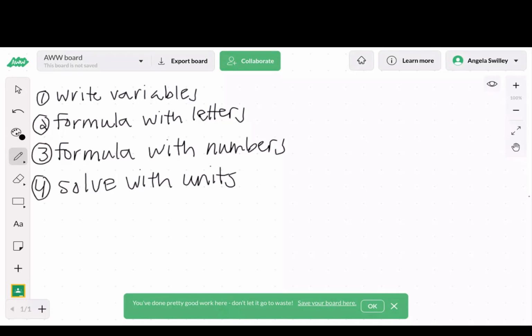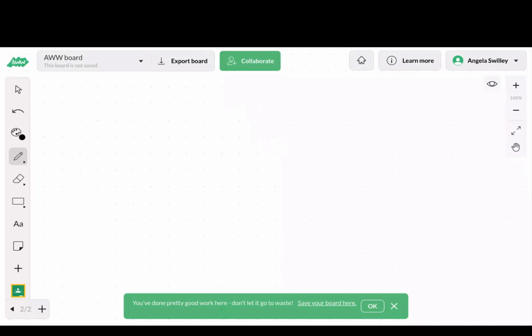So let's go ahead and do our first problem. The first thing we need to do, and I'm going to label these 1, 2, 3, 4 just so that you can relate them back to the different steps I just asked you to list, is write our variables. Our variables are the things we know and the things we're looking for. So when it says, what is his speed? That means we're looking for speed. So we're going to put S equals question mark. That's what we're looking for.